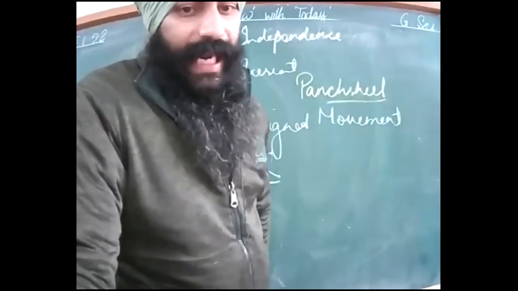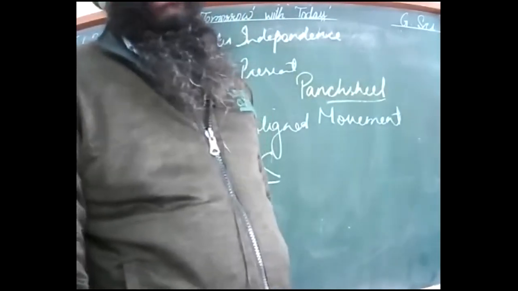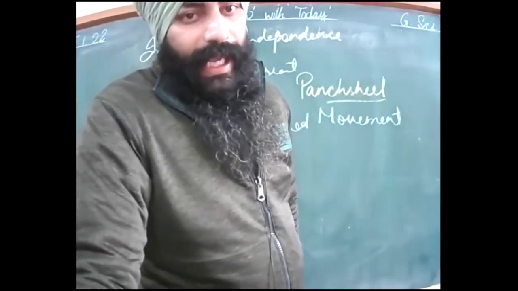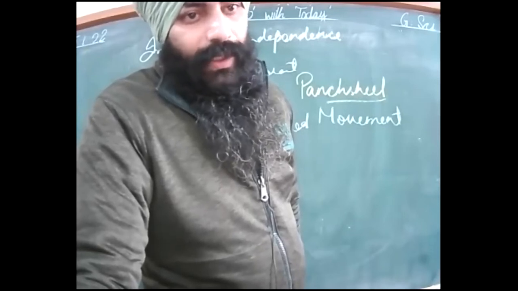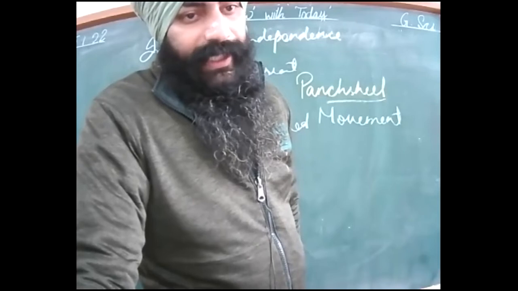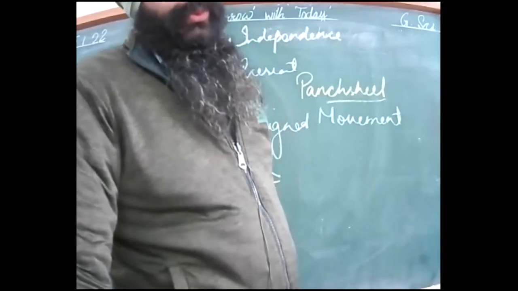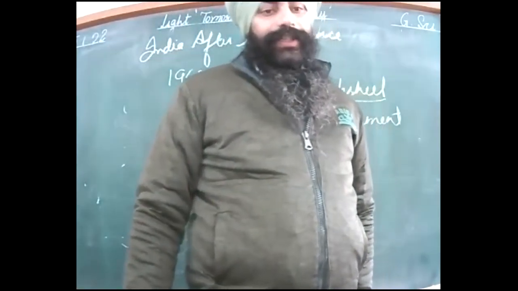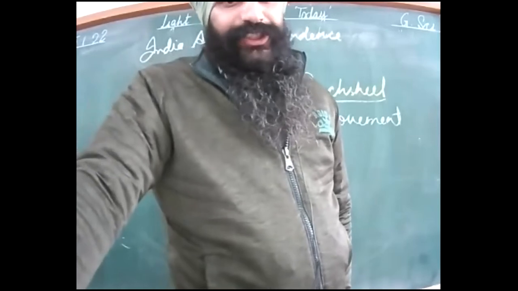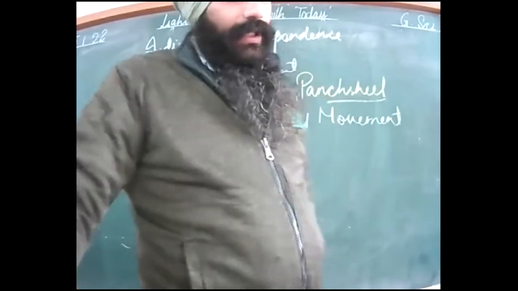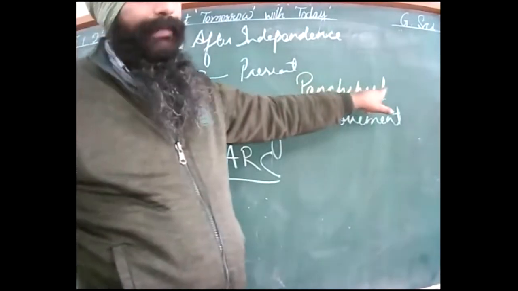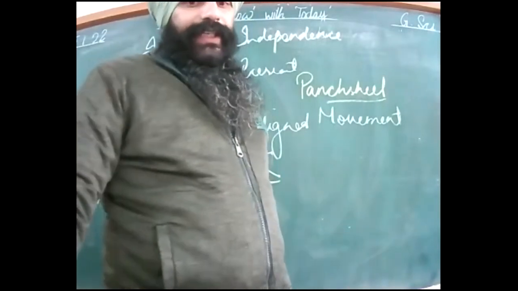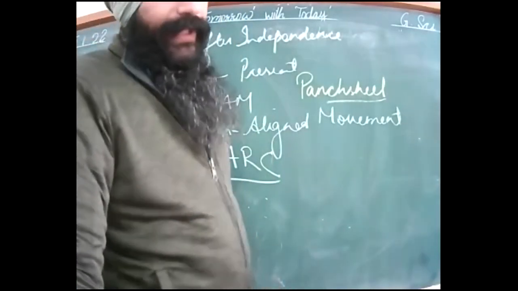So Panchsheel was signed between India and China. At that time, the first Prime Minister of India, Pandit Jawaharlal Nehru, and China's first Prime Minister, Chou En-lai, both signed the treaty known as Panchsheel. Panchsheel means five principles. Panch means five, Sheel means principles. Five principles signed between India and China in 1954.